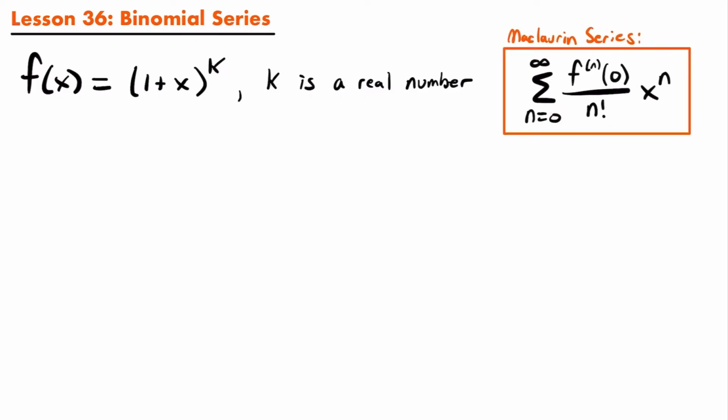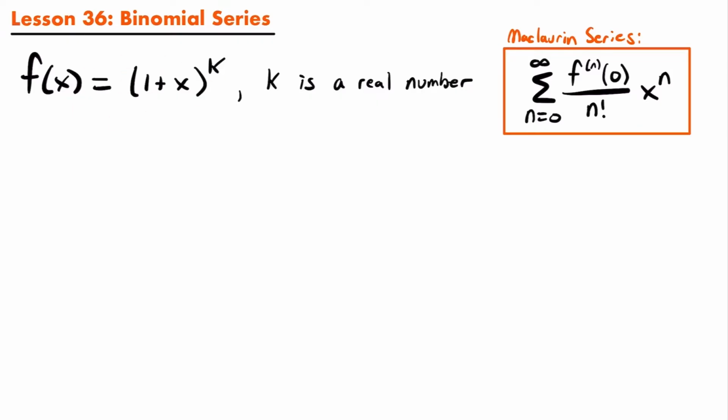Now remember, a Maclaurin series is just a Taylor series that is centered at 0, and it looks like this. We have the sum from n equals 0 to infinity of the nth derivative of our function evaluated at 0 divided by n factorial times x to the power of n. Okay, so what we're going to do here is find the binomial series by representing this function as a Maclaurin series. And in order to do that, we need to find the nth derivative of our function evaluated at 0. Okay, so the first thing we want to do is find that nth derivative, and then we'll worry about evaluating it at 0. Okay, so to find that nth derivative, we need to start taking derivatives of this function.